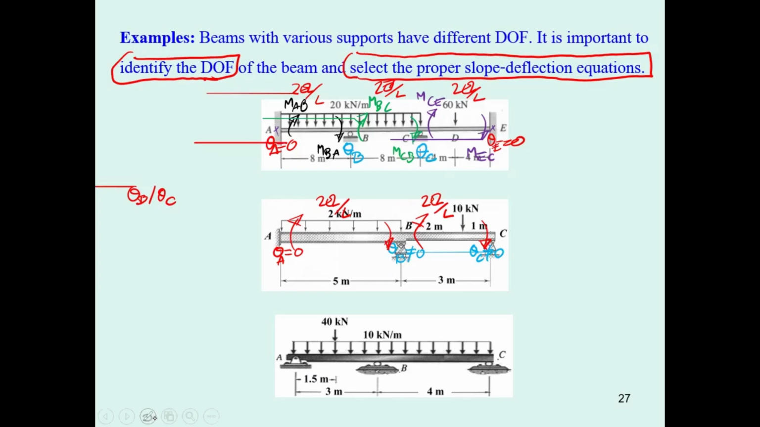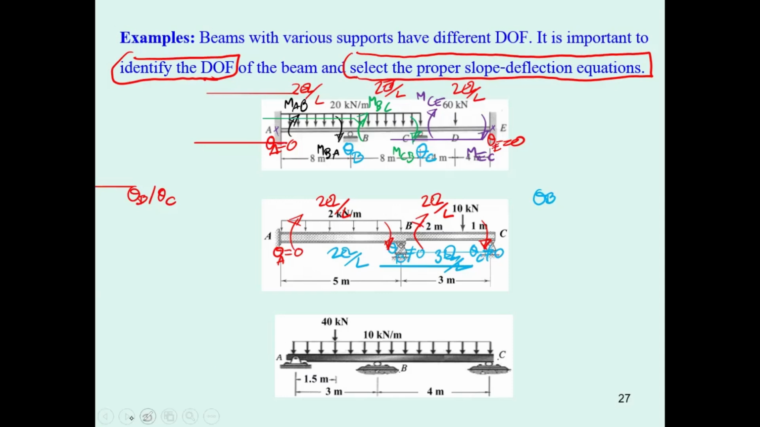But if Ajahn said, I'm only interested in theta sub B only, not theta sub C, then you will use 2EI over L and 3EI over L. That's for the second type of problem.